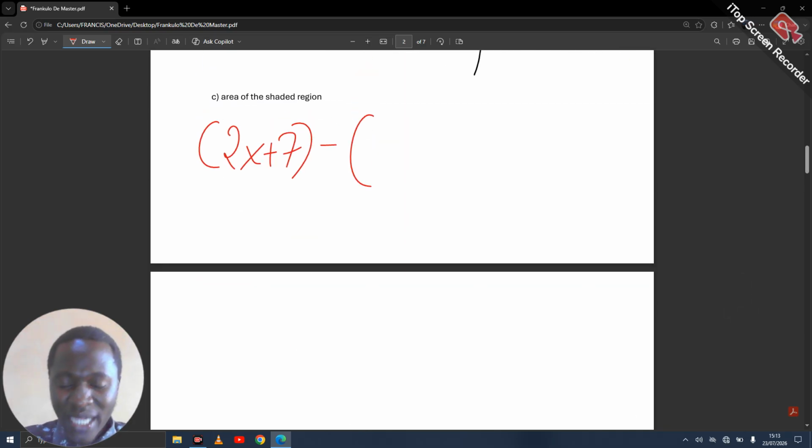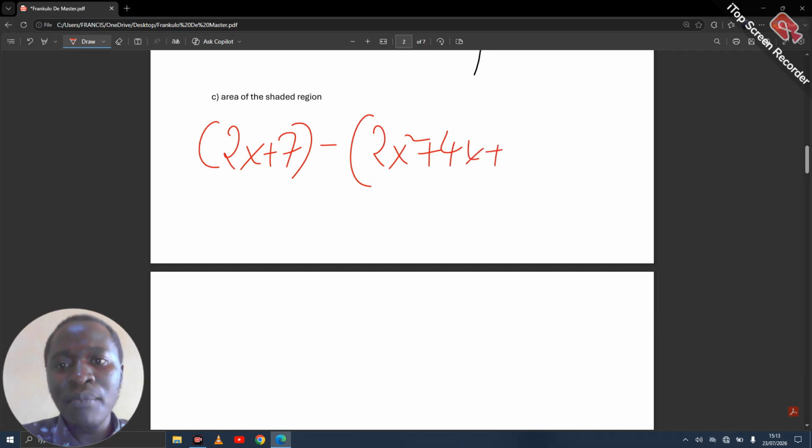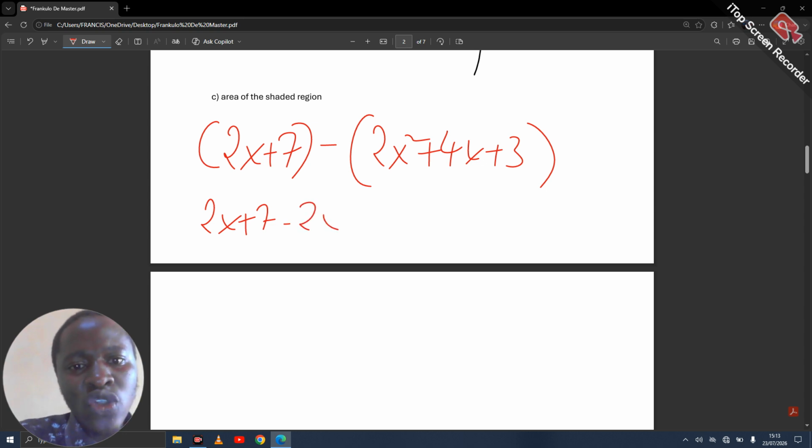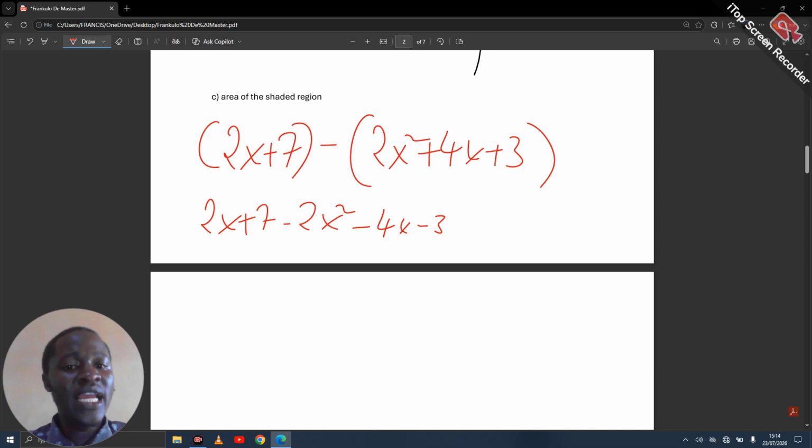So we shall have 2x plus 7 minus (2x squared plus 4x plus 3). Remember to include the bracket because you are subtracting, and you must only subtract a function from a line, not a line from a function. So we shall have 2x plus 7 minus 2x squared minus 4x minus 3. You must put a bracket when you are subtracting this way.